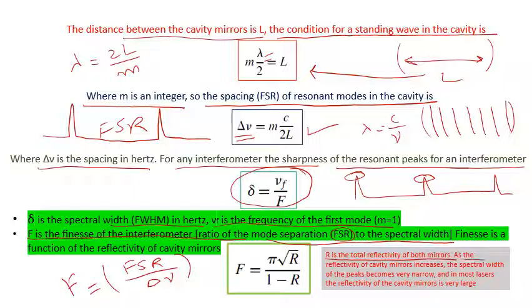Here, as the reflectivity of the cavity mirrors increases, the spectral width of the peak becomes very narrow. And in most lasers, the reflectivity of the cavity mirrors is very large. So as reflectivity increases, the spectral width becomes very narrow. So fineness, this F, we can also find out in the way: pi root R over 1 minus R, where R is reflectivity.